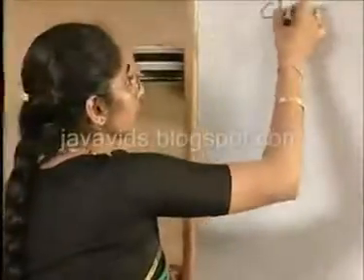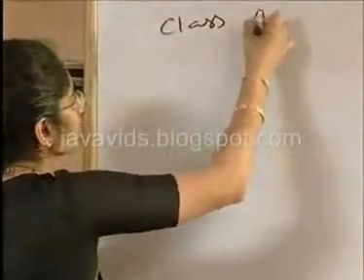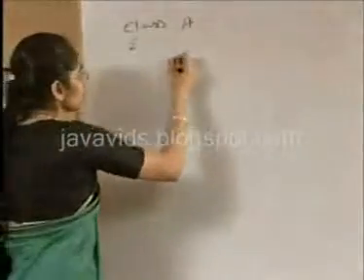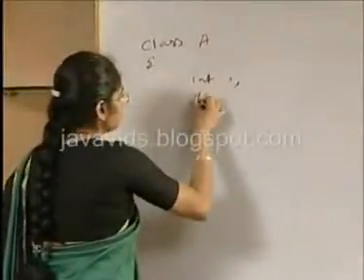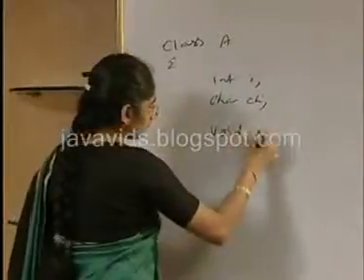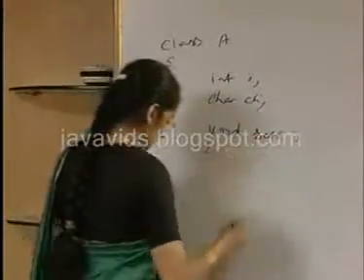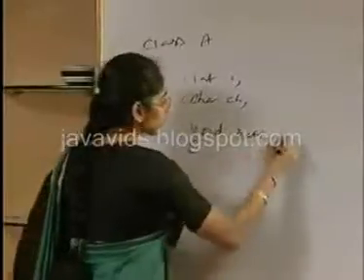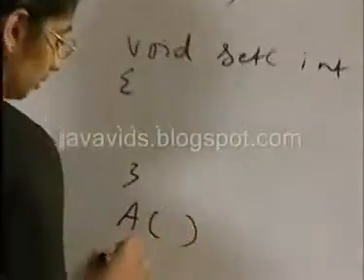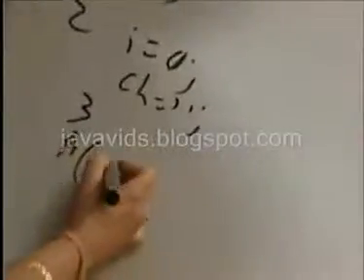Let's go back to our class A to cover a little more on constructors and other things. So we had class A with int i, char ch. We had void set, which might be taking an int parameter here. And we had a couple of constructors here.